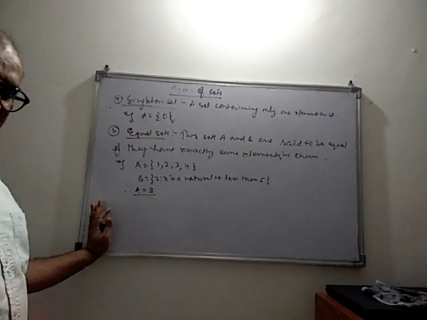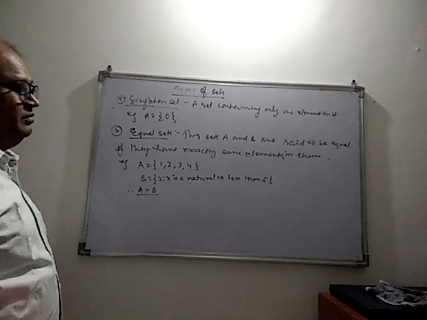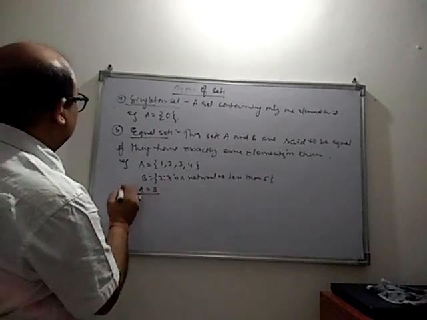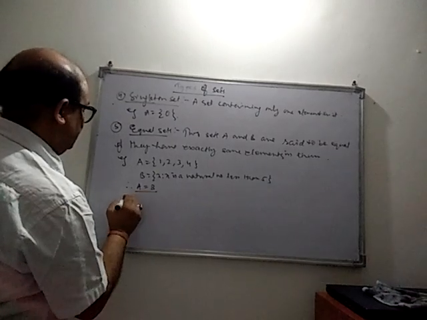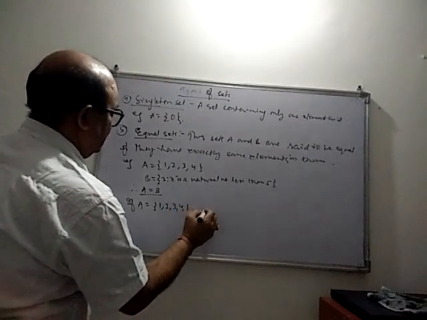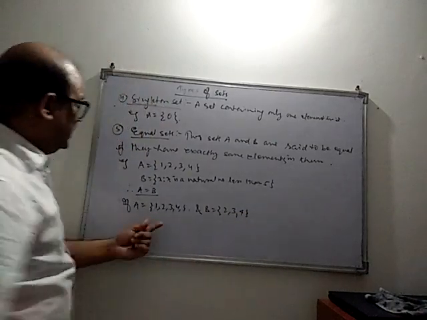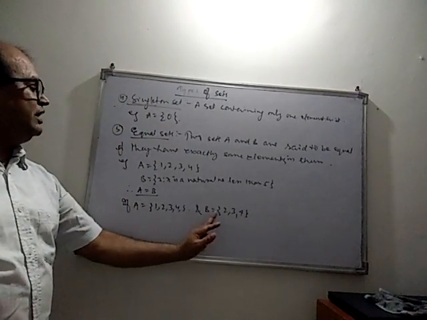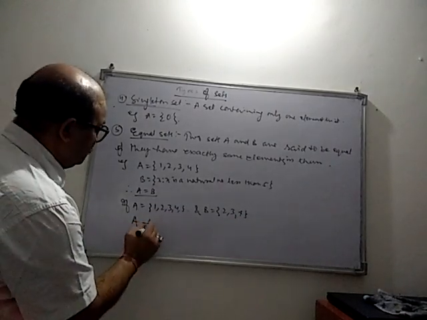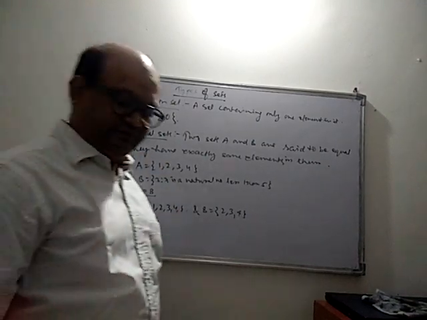Now, unequal sets: if two sets don't have exactly the same elements, then they are called unequal sets. Suppose A equal to 1, 2, 3, 4, 5 and B equal to 2, 3, 4. Here A contains 1, 2, 3, 4, 5 and B contains 2, 3, 4. A has more elements. Therefore, A is not equal to B. You see that A and B are unequal sets.